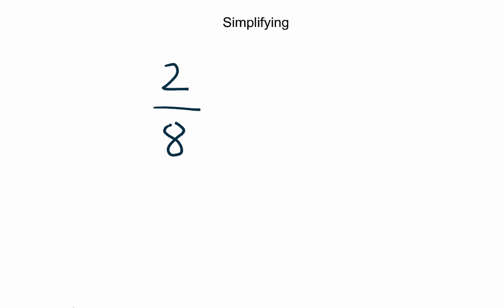First, find a number that divides into both the top and the bottom of the fraction. In this case, we can use the number 2. Then go ahead and divide by the same digit on both the numerator and the denominator. Divide by 2, divide by 2. We then know that 2 divided by 2 is 1, 8 divided by 2 is 4.